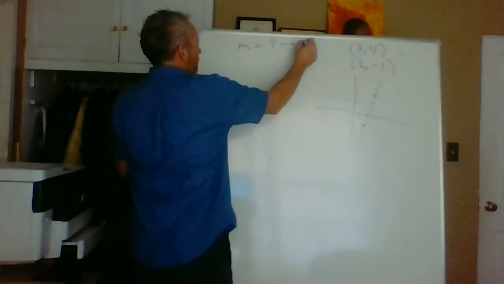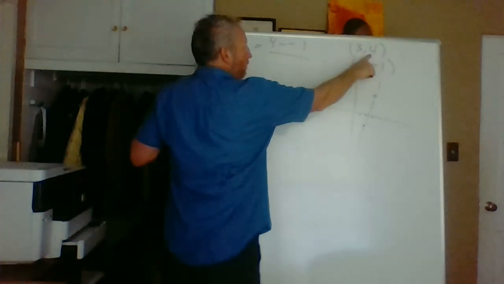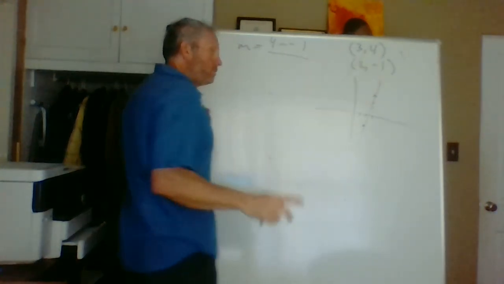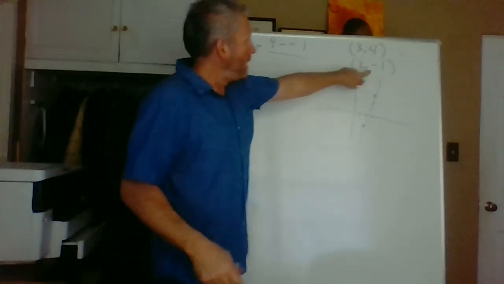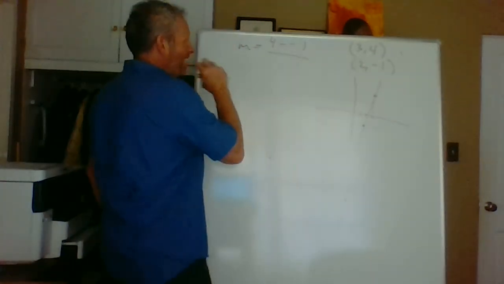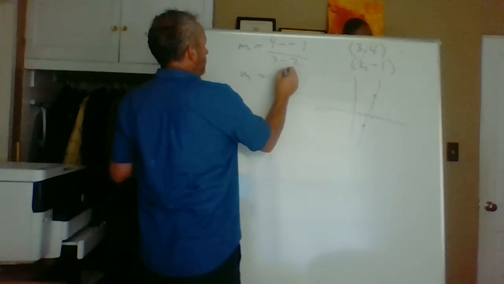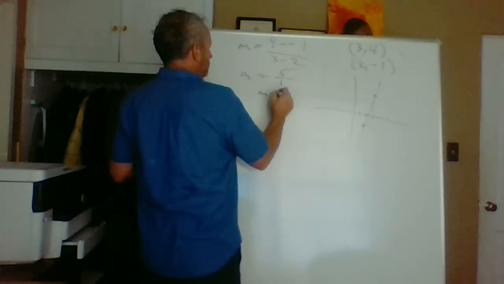Subtract the y's. Be careful, watch. 4 minus -1. Don't lose track of that. You subtract the y coordinates, and this y coordinate is -1, so 4 minus -1. And then we subtract the x coordinates, 3 minus 2, so that's 5 divided by 1, and that's 5.